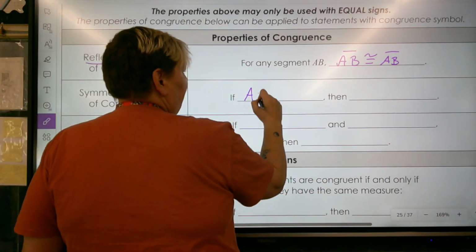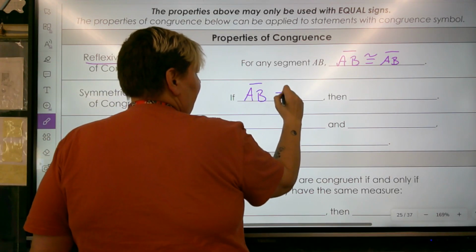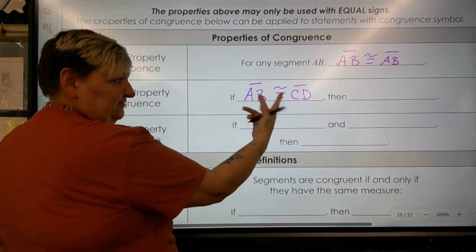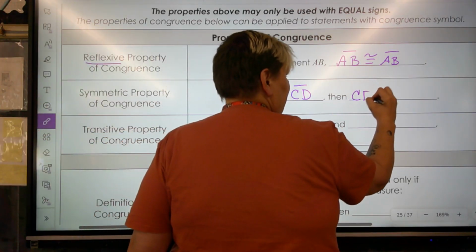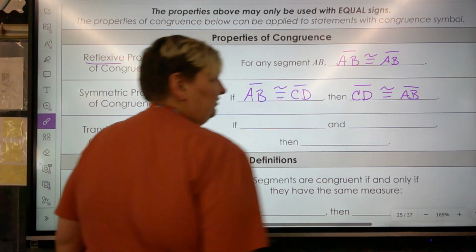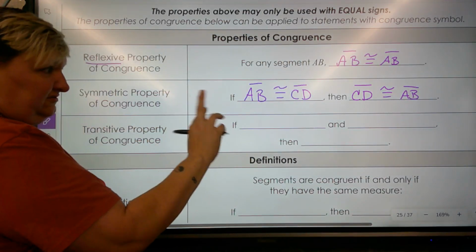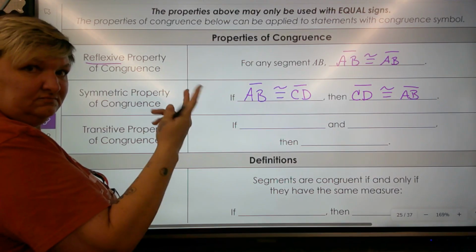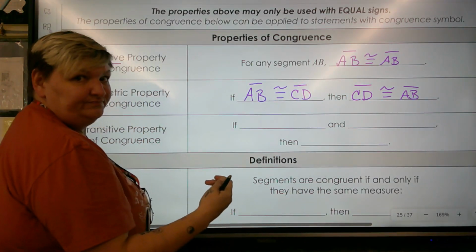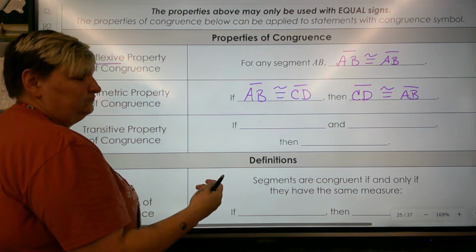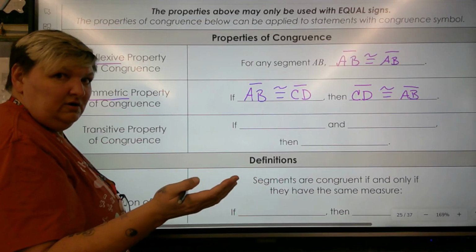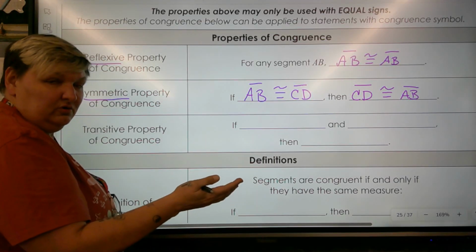All right, symmetric property. So if segment AB is congruent to segment CD, then segment CD is congruent to segment AB. Switched. So the original and the converse is true. In order to be symmetric, they have to be equal, but not identical.